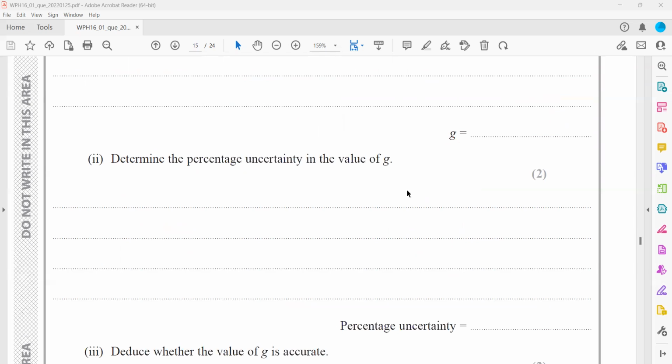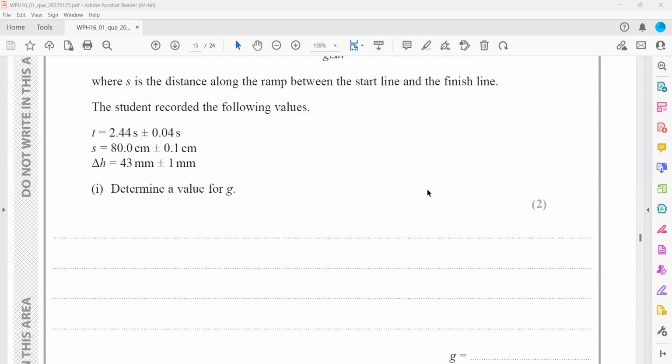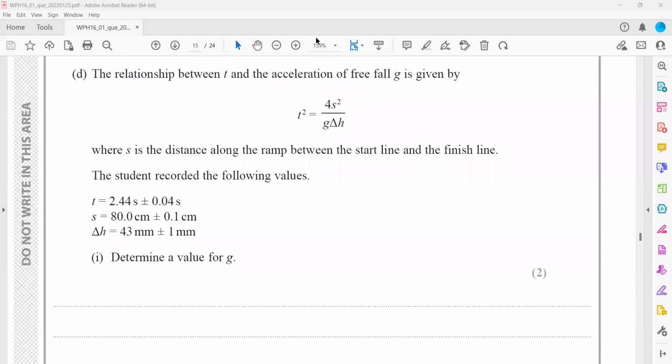Then determine the percentage uncertainty. Now look here, the quantities are divided and multiplied. So when quantities are divided and multiplied, you cannot add the uncertainty. What you have to do first is get the percentage uncertainty of each of them and then add the percentage uncertainty of each of them. Because if a power like square is there, the uncertainty will be 2 times. If cube is there, uncertainty will be 3 times.